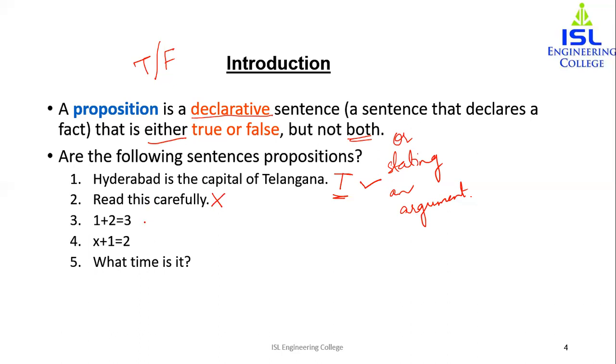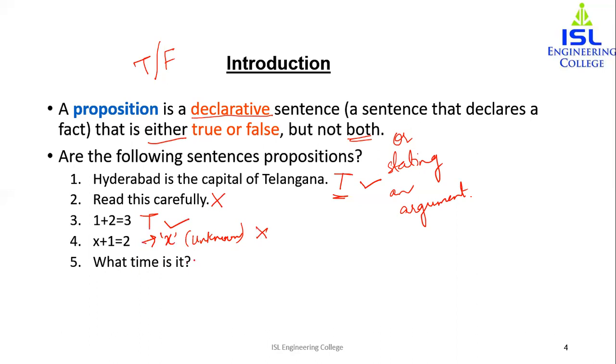Next, 1 plus 2 is equal to 3. Is it true or false? It is true, so this is a proposition. Next, x plus 1 is equal to 2. We do not know the value of x. If you take x equal to 1, the statement might be true. If you take x equal to 2, it might be false. Since we do not know the value of x, we cannot say definitely whether it is true or false, so this is not a proposition.